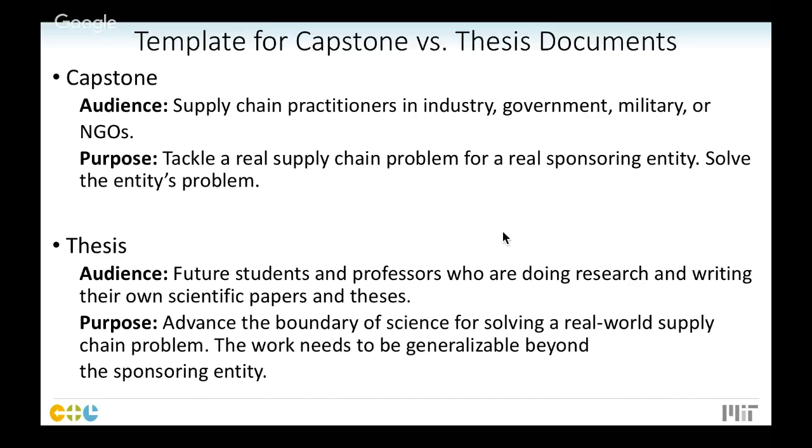Now, the thesis is different, right? When you write the thesis, even though you're going to be working with a sponsoring company, usually sponsoring companies do not read thesis documents, right? Why? Because it has a different style, and mainly because the audience is faculty or researchers that are also writing their own scientific papers and theses, and they would like to use that also as part of the contribution that you will have in this community. That's why the purpose is also different. You want to advance the boundary of science. Solving the real problem, of course, is applied research, but this needs to be generalizable.